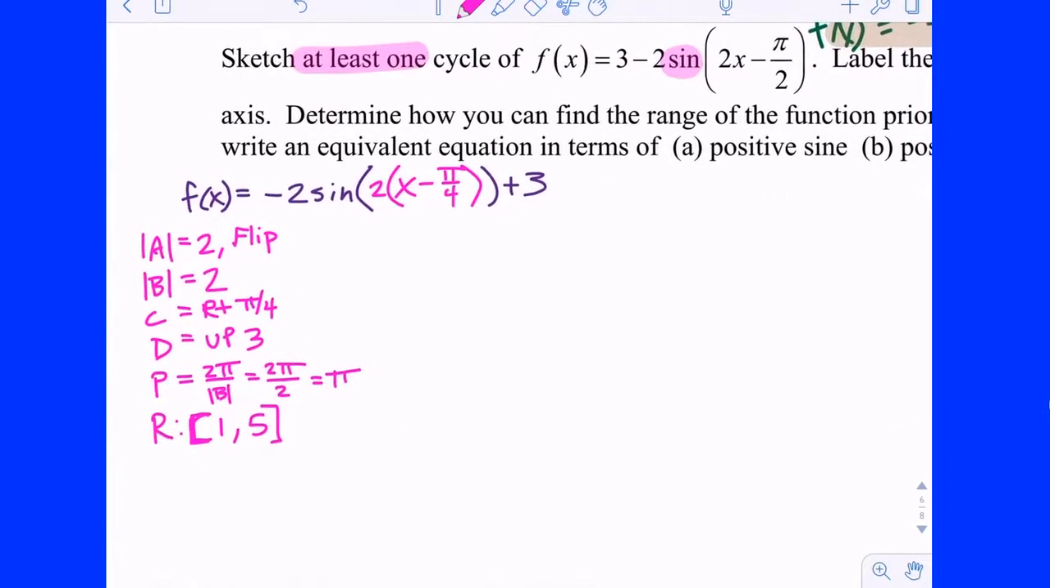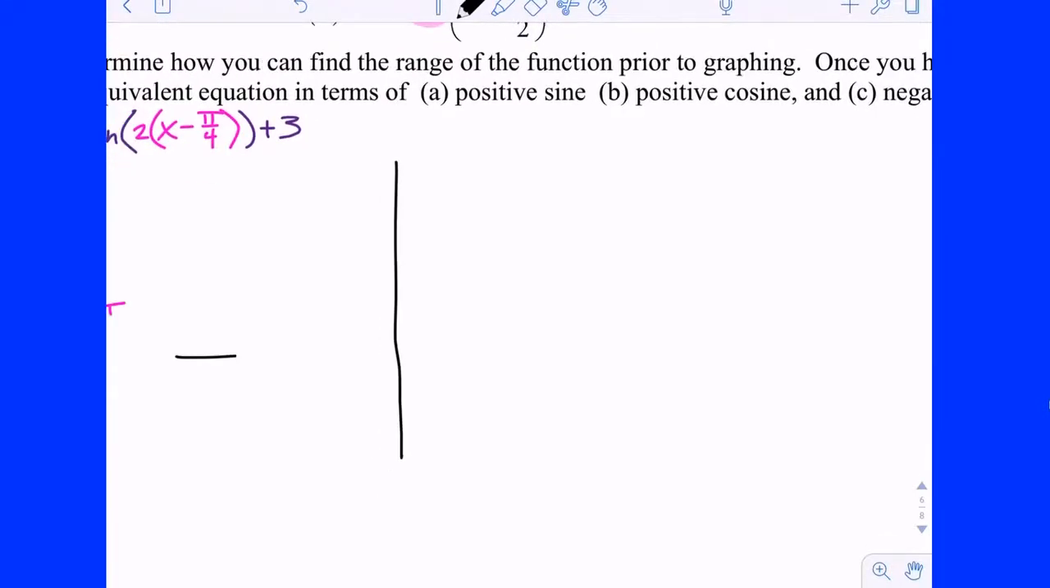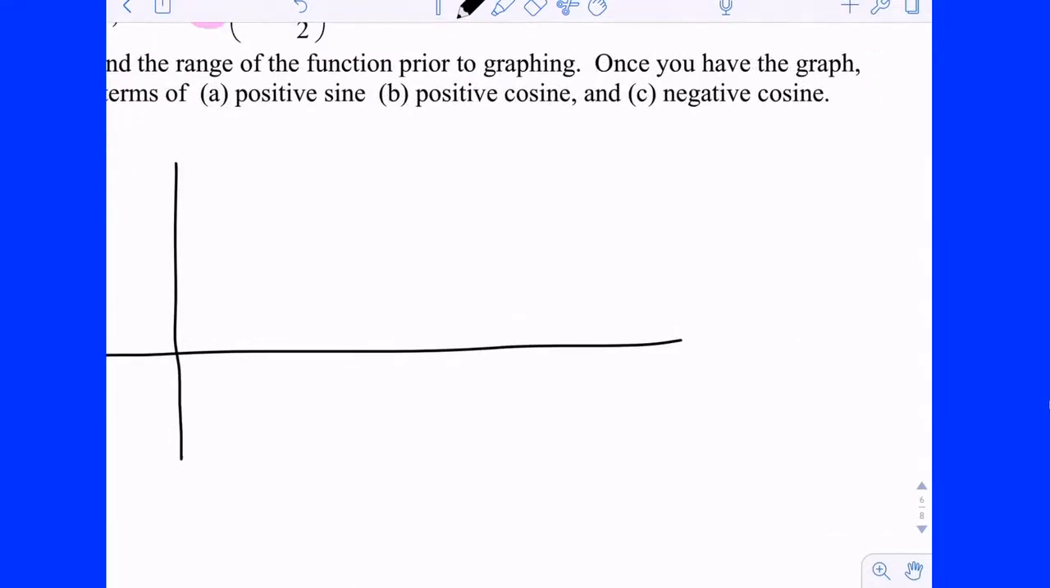We are now ready to sketch the graph. So we need a y-axis and we need an x-axis. So I'm going to draw the x-axis like that, maybe extend it out this way.